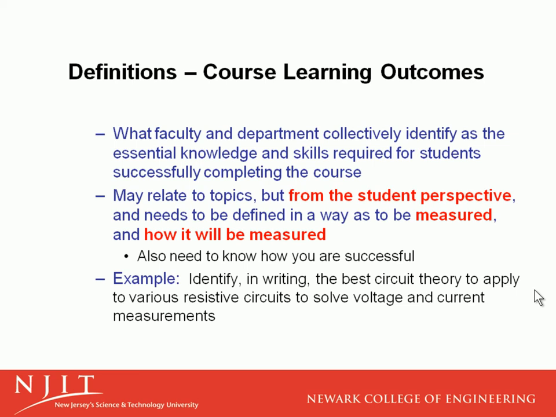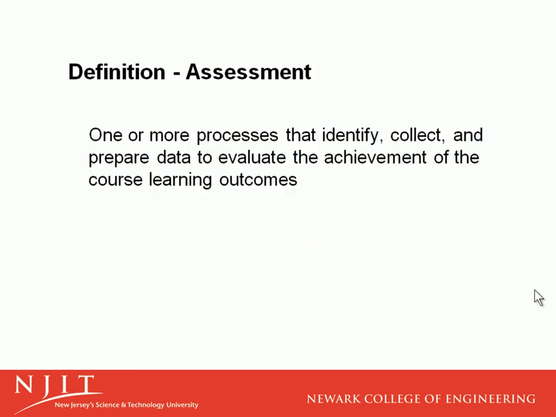An example of a course learning outcome would be: identify in writing the best circuit theory to apply to various resistive circuits to solve voltage and current measurements. For my course, I may want to talk to them about different circuit theories, but I want to have an outcome worded in a way that I'm measuring student learning.